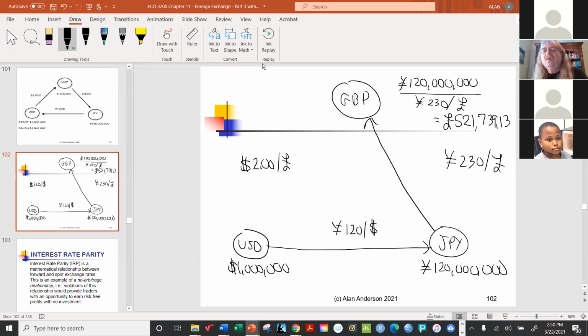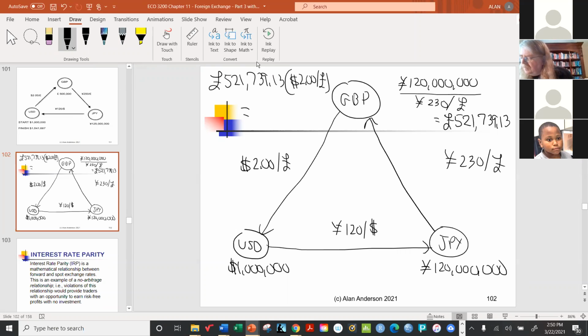We're an American trader. We want to convert those back into dollars. Each pound is worth $2. So we're going to take this number and multiply it by $2 per pound. And that's going to give us 1,043,478.26.